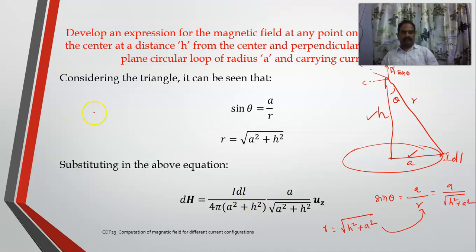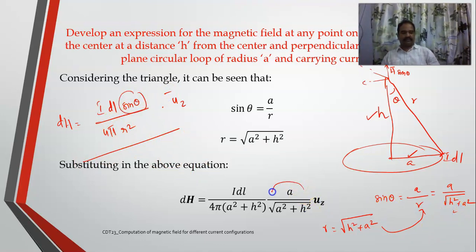Right. So my expression now, earlier we have seen that dh is equal to I dl sine theta by 4 pi r square into uz, right? This is my expression. So here for sine theta, I will write it as a by square root of h square plus a square. Idl, I'll keep it like that only. And 4 pi r square is there. Now r square, I'll write it this way, 4 pi, this is r square. Okay, so this is my expression.